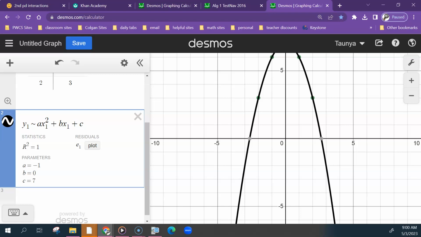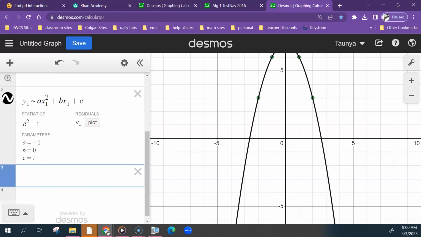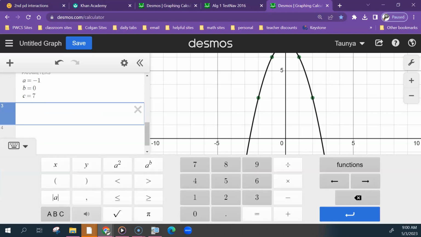Just like the line of best fit on Desmos, it will give you all the values. If you want to rewrite it so it's all together in the next line, you're more than welcome to do that using the A, B, and C values.